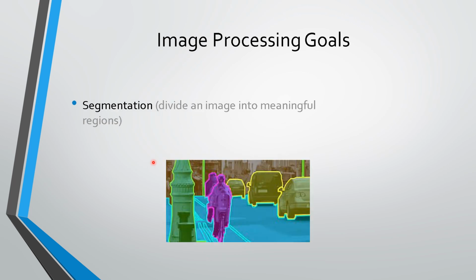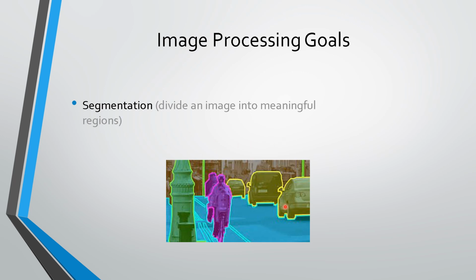Now comes the image processing goal, that is segmentation. The image is segmented into different parts, like cars, like bicycles, like a person riding a bicycle, like something at the side of the road, the crossing paths or whatever. So these give very meaningful information, and the image is divided into meaningful regions.